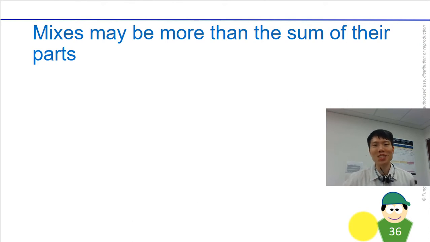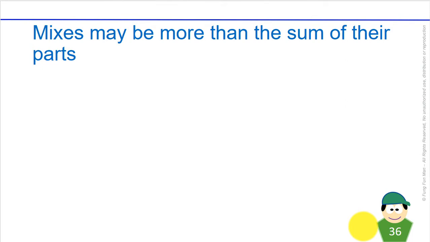In life, sometimes you think that 1 + 1 = 2. But that might not be true in the environment. Maybe 1 + 1 gives you 3, or 1 + 2 gives you -2. So how does it work? The mixes may be more than the sum of their parts.